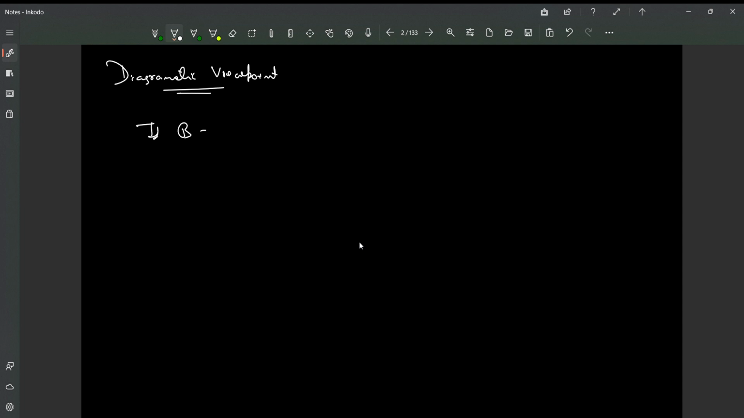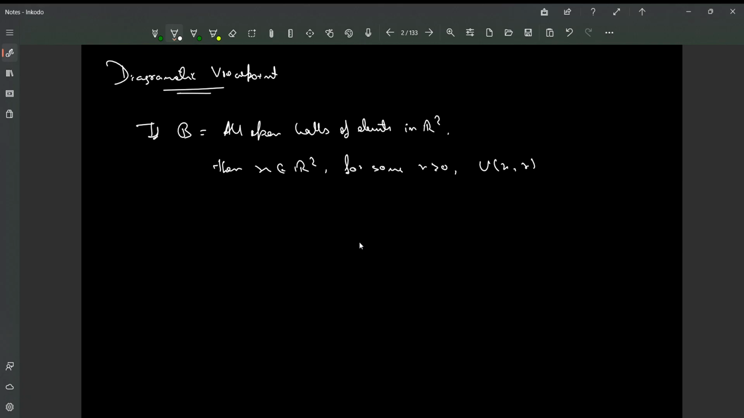What I'm trying to say is that if this contains all open balls of elements in R2, then if you choose an element from R2, you can obviously construct, for some R greater than 0, the open ball, and X will obviously be in it because X acts as a center. What is the distance between X and X? It's obviously 0. So it's obviously less than R, right? Because R is positive. So it's X and R. Yeah, right. So the first point is pretty obvious.